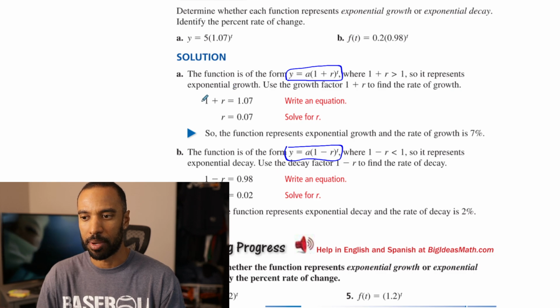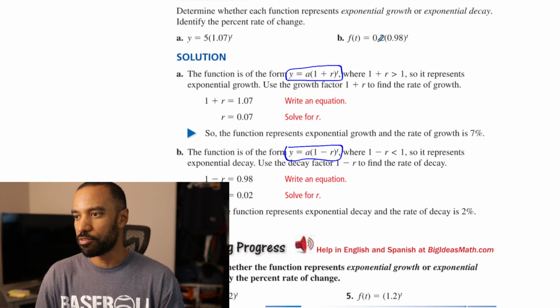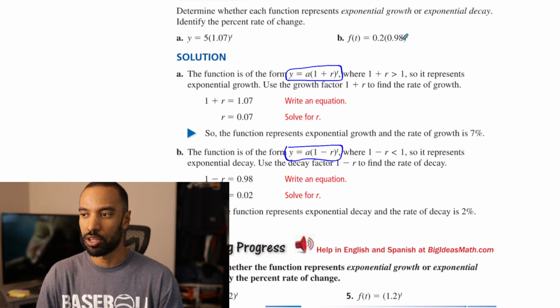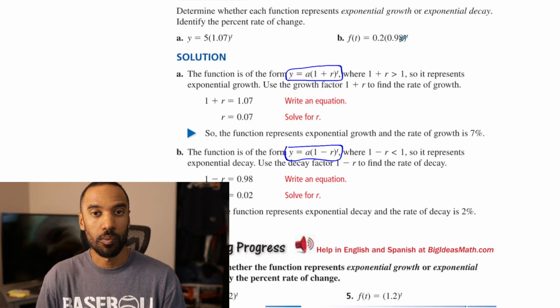We're subtracting 1 from it to figure that out. That's the algebraic portion of it. This is exponential growth of 7%. The next one, f of t equals, we have an initial amount of whatever. It actually doesn't matter. This part here, the 0.98 though, that's a number less than 1.